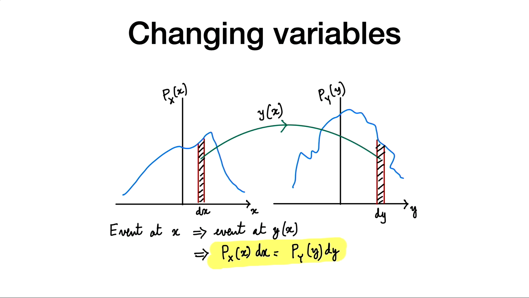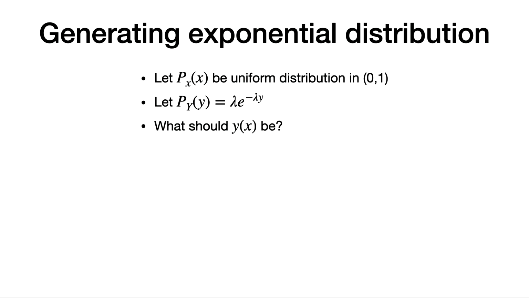So now we go back to our exponential distribution. Let p of x of x be the uniform distribution 0, 1, and p of y of y is this distribution. Now we have a reverse engineering question. What should y of x be? So we are given p of y, we are given p of x, and we want to find what the relation y of x should be.